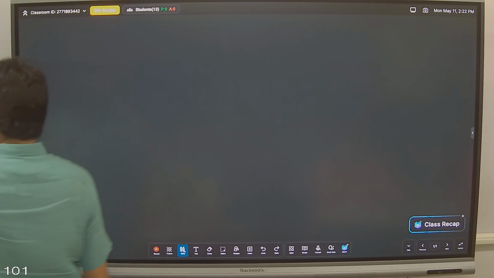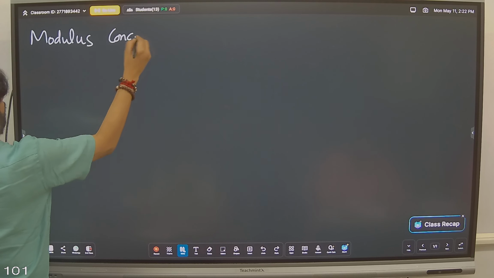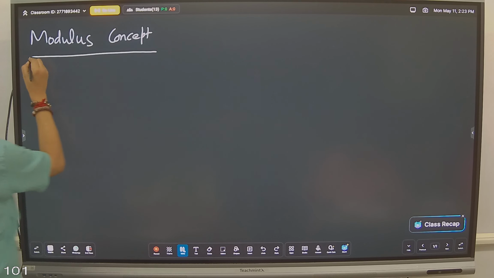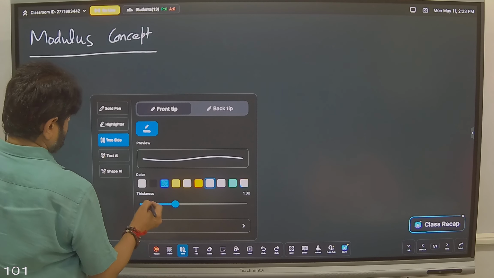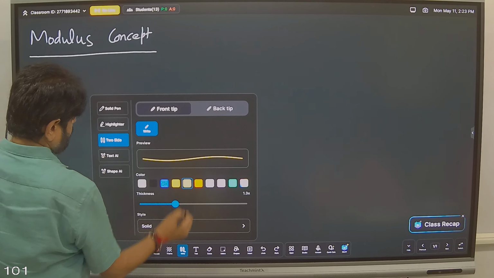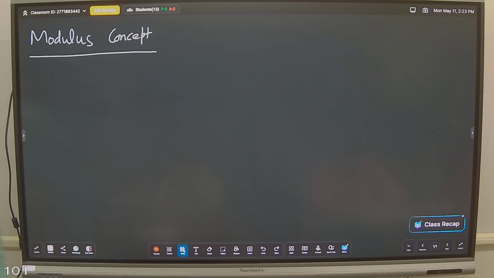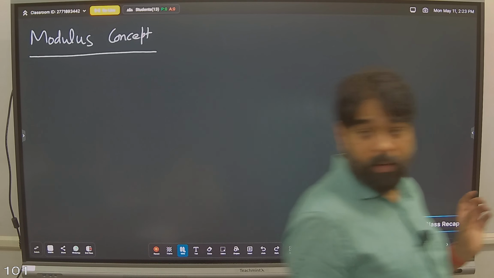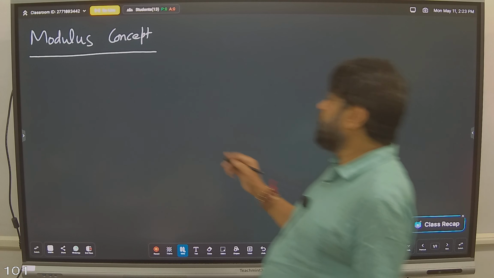Okay, going ahead. The next concept we have to learn in the basic maths is called the modulus concept. See what exactly the modulus concept is, which is called the absolute value of x.